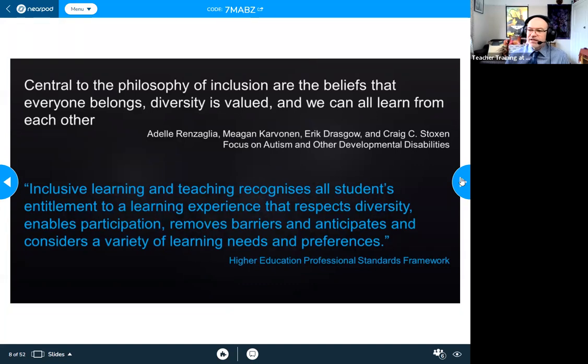I think the 2 key things to pull out of those 2 are that everyone belongs. In the top one, everyone belongs. There's a sense of belonging there, and that diversity is valued. And again, from the bottom one, there's this removal of barriers. It's got the fact there that it anticipates. So in other words, planning, that's your initial assessment and diagnostics up front, that we identify any potential barriers before we discover them, anticipate and remove any barriers that learners might have.